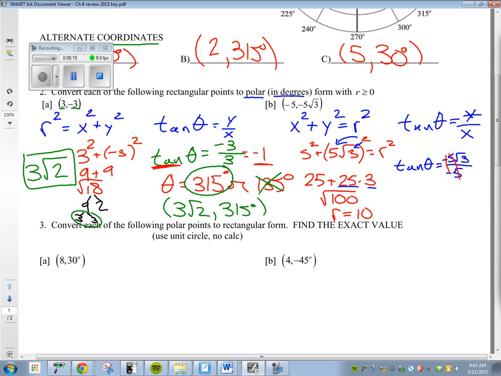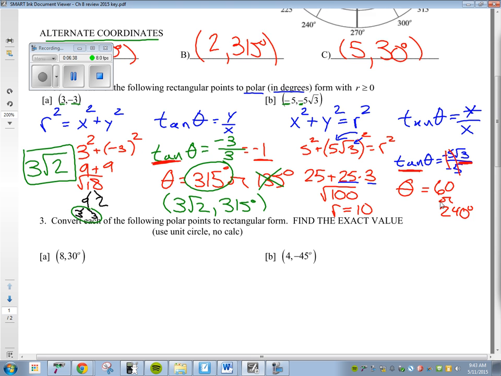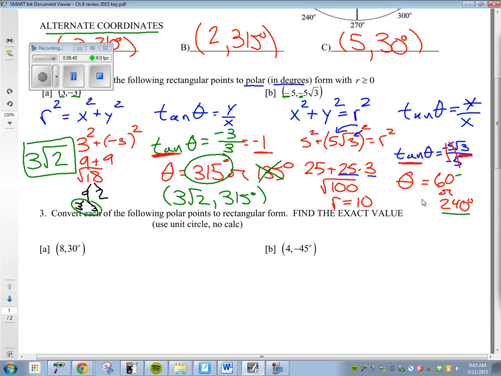So I'm looking on my unit circle. When is tangent radical 3? So look at your unit circle, looking for values of tangent being radical 3. 60 and 240. Jasmine A., which one of those two do I want, 60 or 240? 240. Why do I want 240? Because they're both negative. She wants the 240 and not the 60.